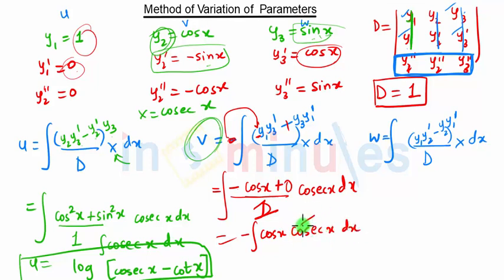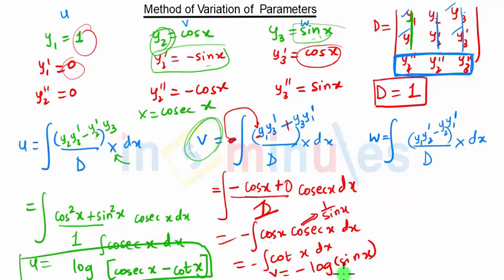So cosecant x is nothing but 1 upon sin x. So cos x upon sin x is nothing but cot x dx. So what is integration of cot x? Integration of cot x is nothing but log of sin x. So these are the direct formulas. So this is our v.